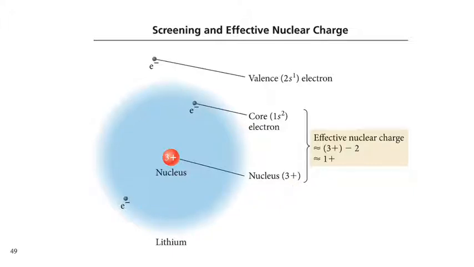We can do kind of a rough calculation of that. It's called effective nuclear charge. You take the charge on the nucleus and you subtract the number of core electrons. So there's a positive 3 charge here, but there's 2 electrons shielding it. So we subtract those off and we get an effective nuclear charge of approximately 1. There are more exact calculations, but we don't need them, so we're going to stick with this really simple one.